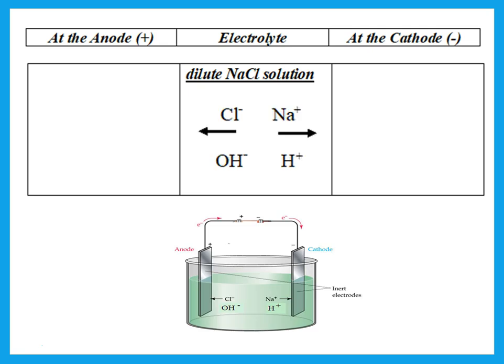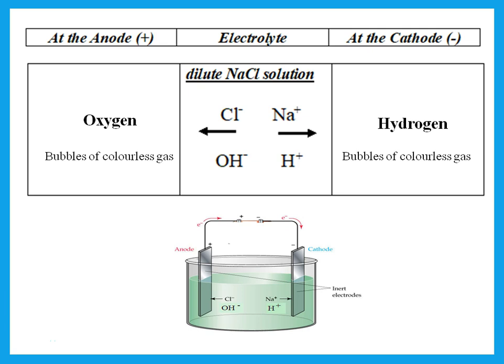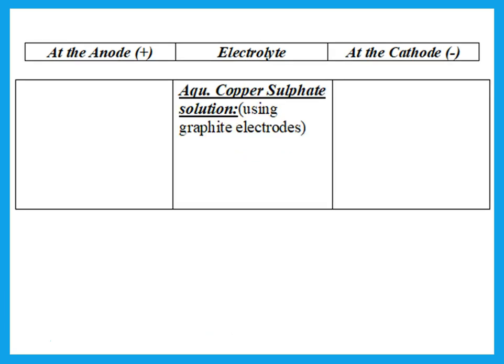Then my ions are still the same, but now this is dilute, which means I have a lot of hydroxide ions. When hydroxide ions react, they form oxygen gas. On the other end, I have a choice between Na plus and H plus. We said the H plus is the one that reacts.